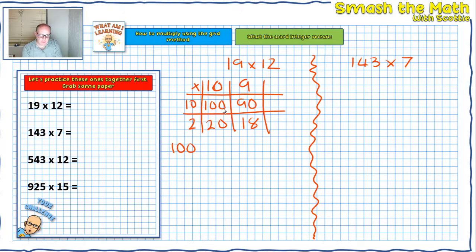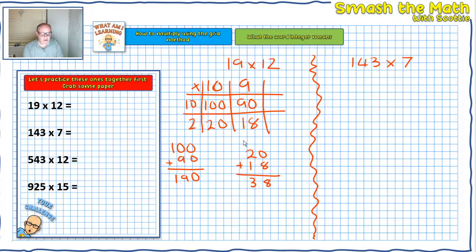So I'm going to do this row first. So 100 plus 90 is 190. And then I'm going to do my row at the bottom, which is quite easy. 8 plus 0 is 8, and 2 plus 1 is 3.